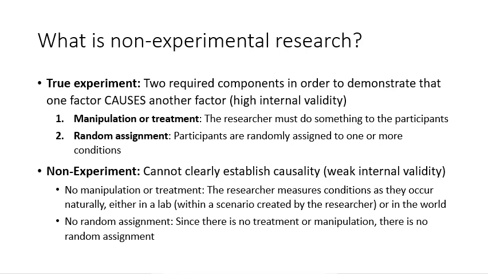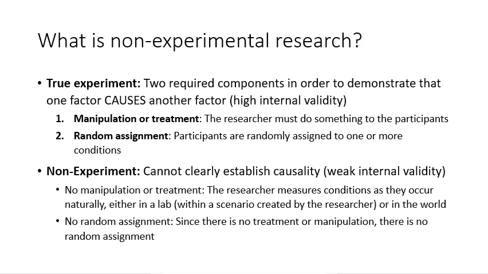And the first is a manipulation or treatment. The researcher must do something to the participants. And the second is random assignment. Participants are randomly assigned to one or more conditions. So that's what we have been working with. And now we're going to take a look at other types of studies that are not experiments, or non-experiments.